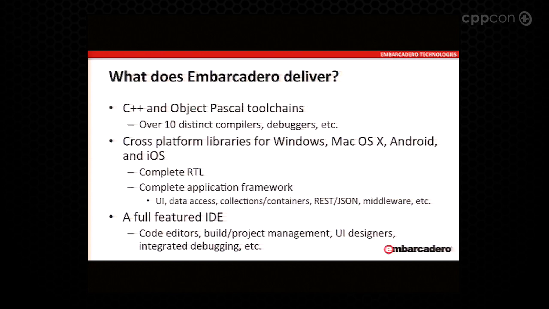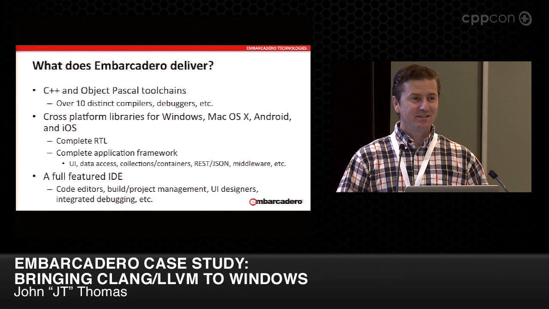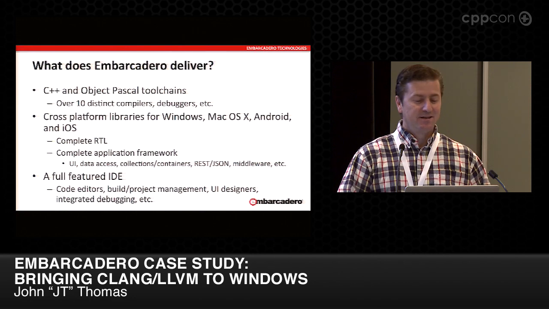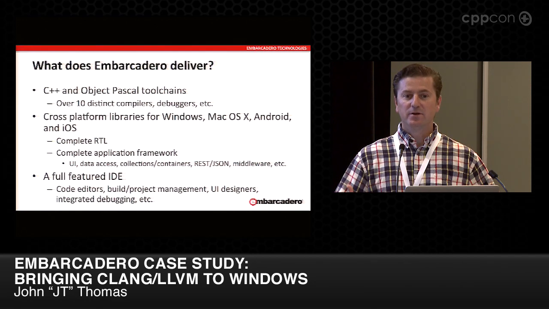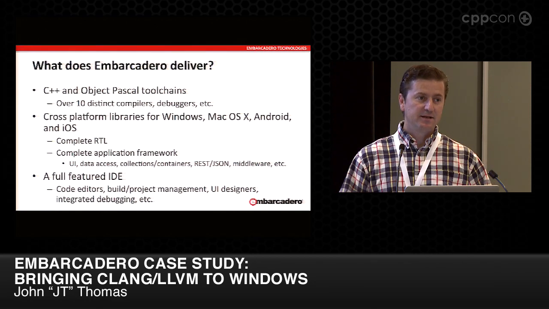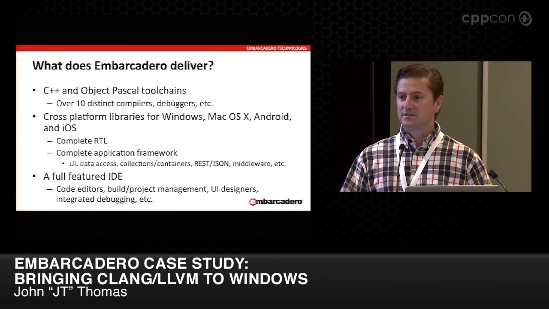So as I mentioned, we deliver more than just tool chains. We actually deliver C++ and Object Pascal tool chains. Overall, we probably ship about, I would say, 10 distinct tool chains, maybe more. Tool chain including the front end and the back end, linkers, debuggers, assemblers, all the ancillary tool chain kind of stuff.